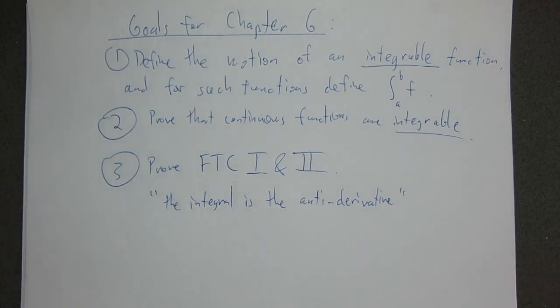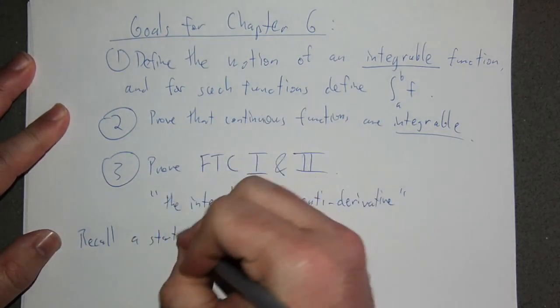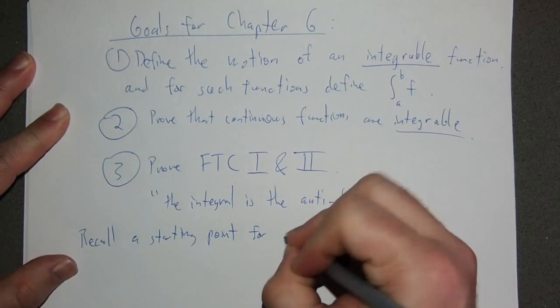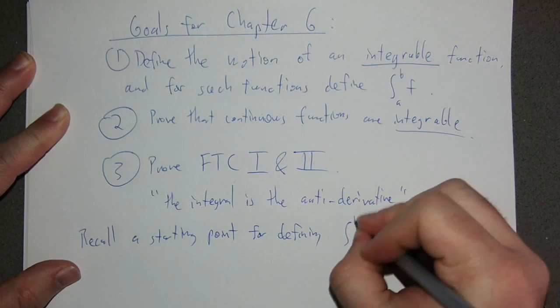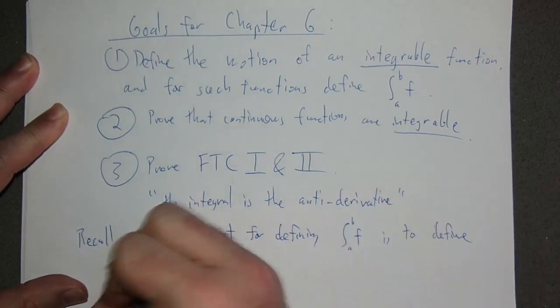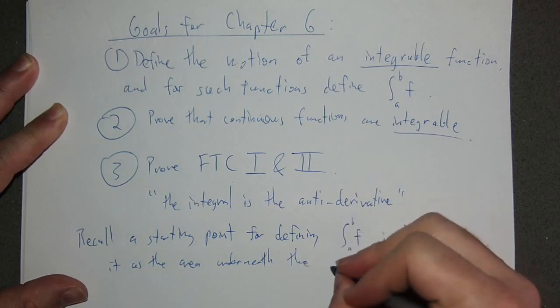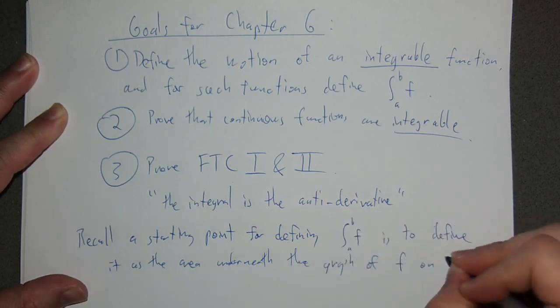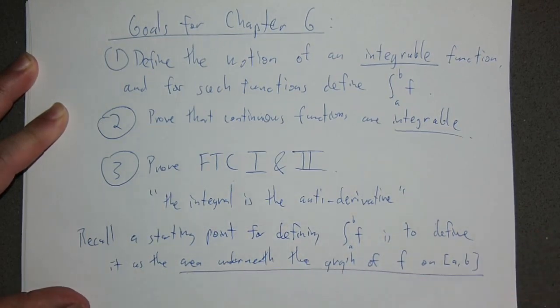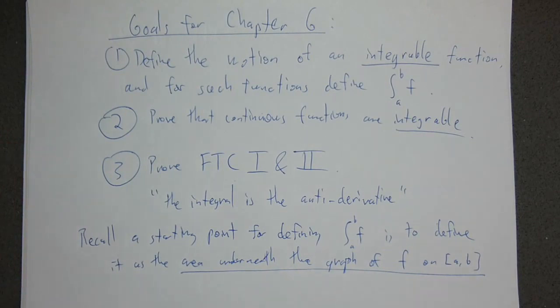But anyway, so you might recall a starting point for defining this definite integral is to define it as the area underneath the graph of f on the closed interval a to b. Okay. In fact, if you remember how this was done intuitively for you, going all the way back to Calc 1, this is exactly what was mentioned, or this is exactly how it was handled.